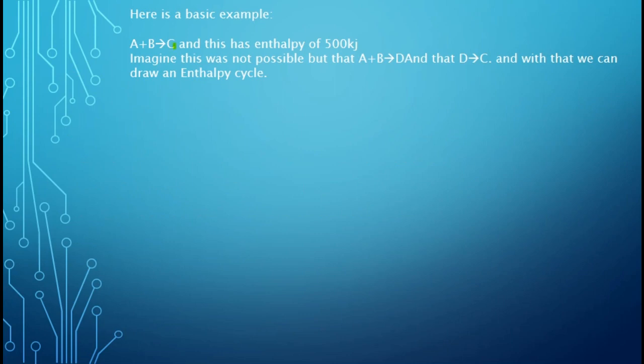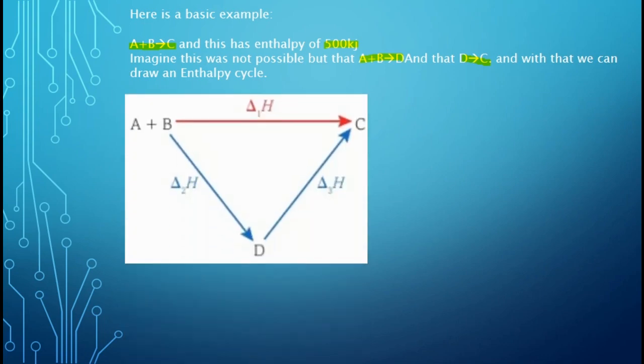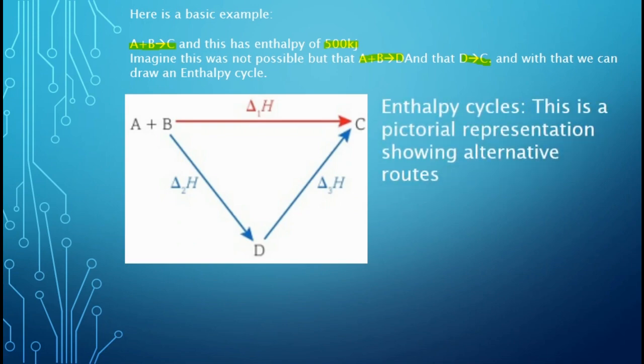So let us show you a common example right now. You have A, B and C with an enthalpy of 500 kilojoules. Now imagine it's not possible at all. So now we know that a different route called AB plus D is possible, and then magically that D can become C. And with this information we're able to draw something called an enthalpy cycle, as seen here. Now you guys might be wondering, what is an enthalpy cycle? So as you can see, this is a pictorial representation showing alternative routes.